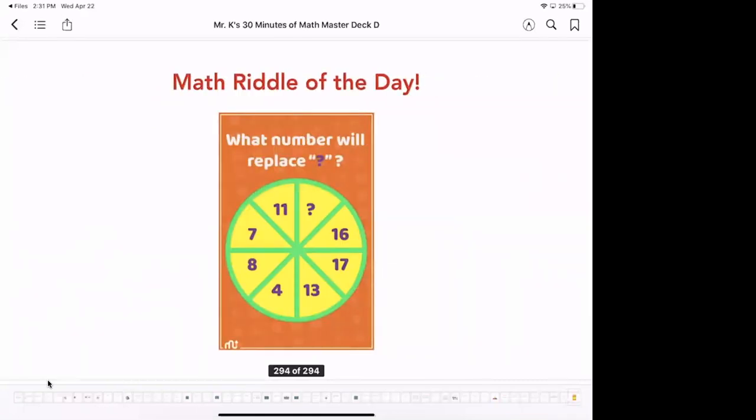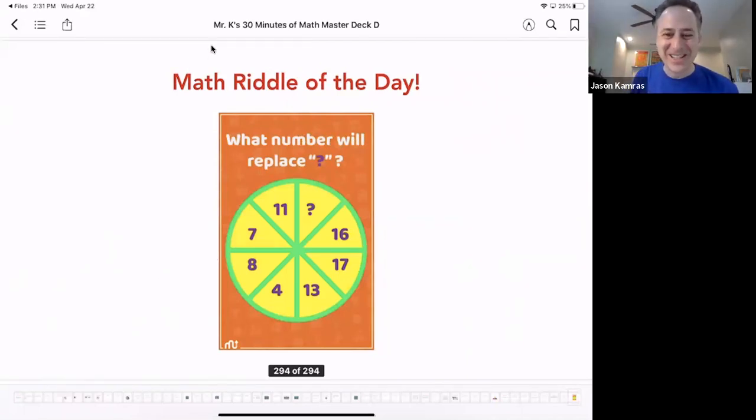What number will replace the question mark? And so what you have to do is look at this figure. It looks kind of like a pizza pie, a strange one, and figure out there is a certain pattern going on. And if you can figure out the pattern, you can check it by looking at all the numbers. You'll be able to figure out what the question mark should be.